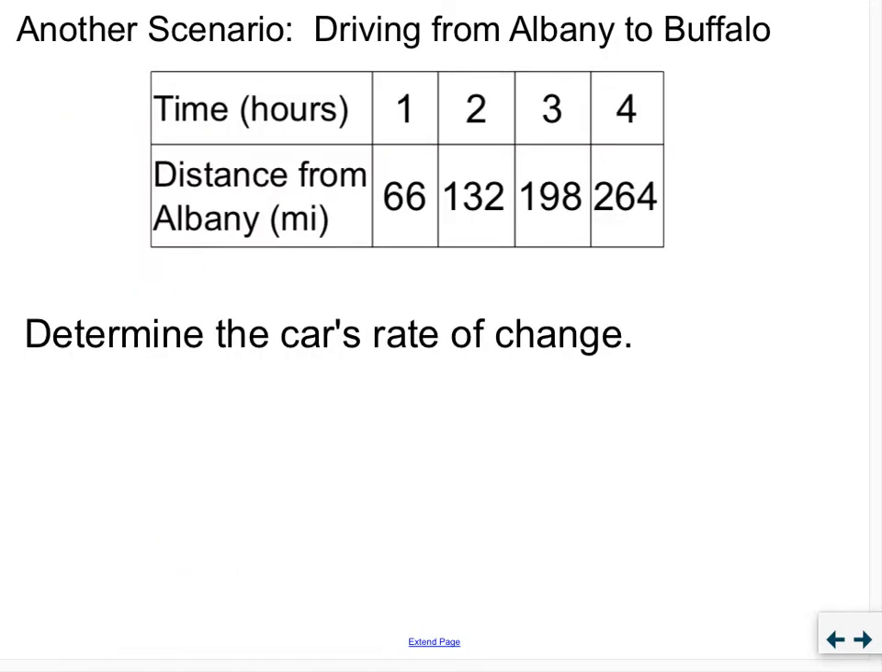So take a look at another scenario. Now we're going to be in a car and we're going to be driving from Albany out towards Buffalo. The car's distance in miles from Albany after every hour is given. So maybe you're sitting in the back of the car and after the first hour, how far are we from Albany? We're 66 miles. How far are we from Albany after 2 hours? 132, and so on. Can you determine this car's rate of change? If we think about the rate of change for a minute, we want to know how many miles this car is traveling every hour.